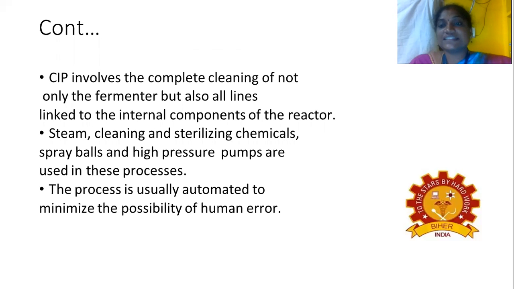CIP, that is clean in place, involves the complete cleaning of not only the fermenter, but also all lines linked to the internal components of the reactor. Steam cleaning and sterilizing chemicals, spray balls, and high pressure pumps are used in this process. The process is usually automated to especially minimize the possibility of human error.